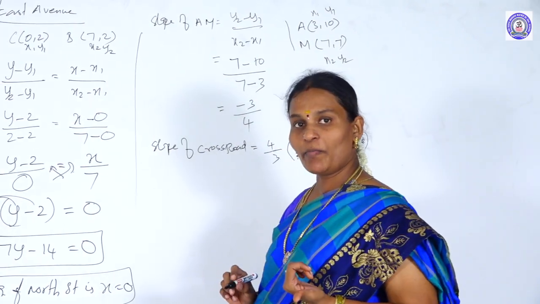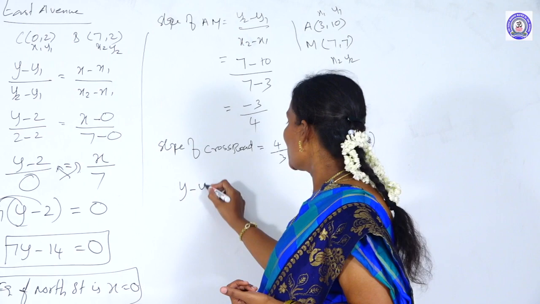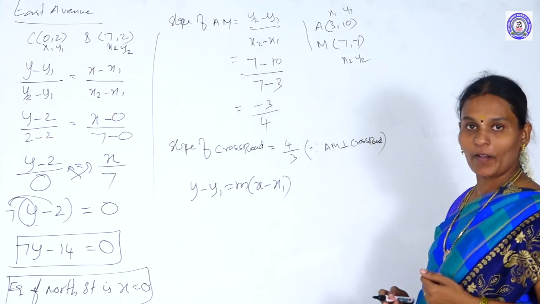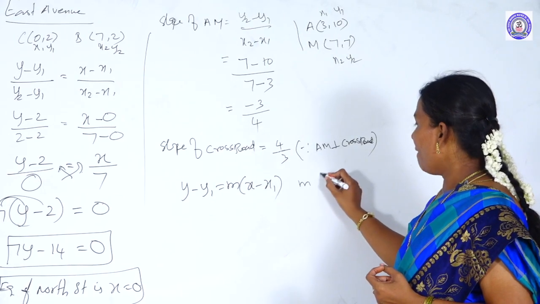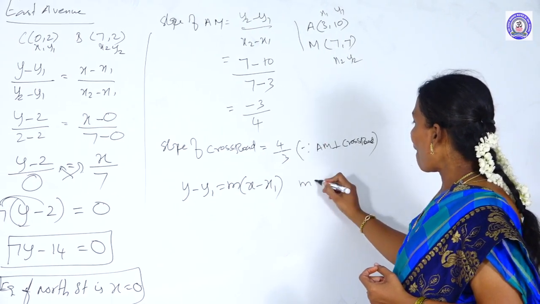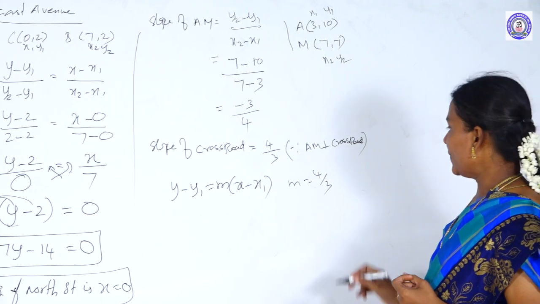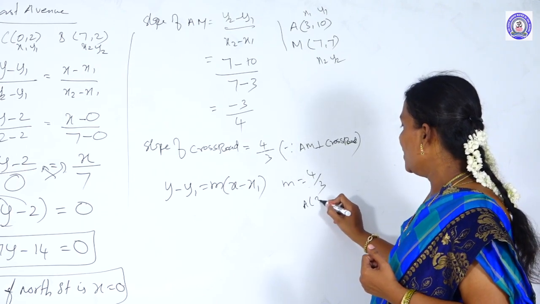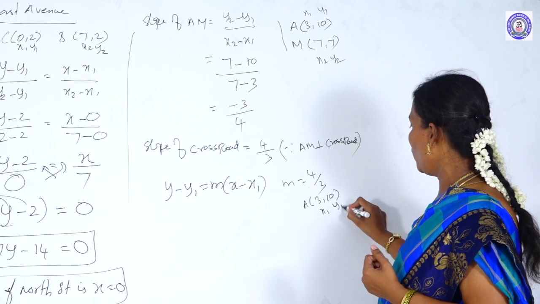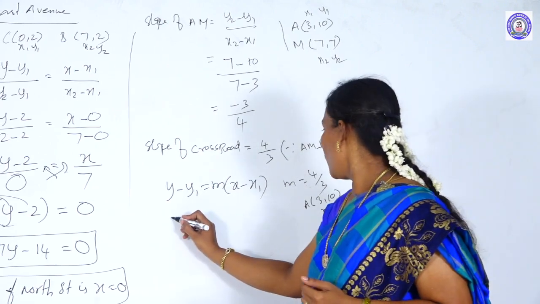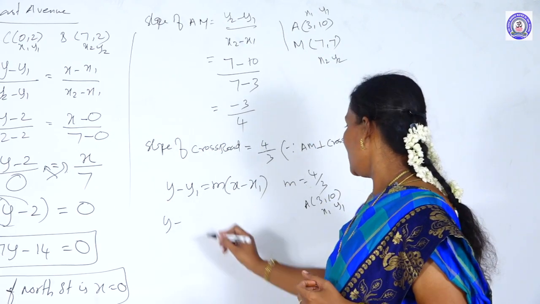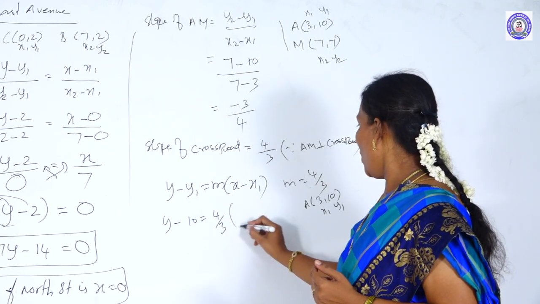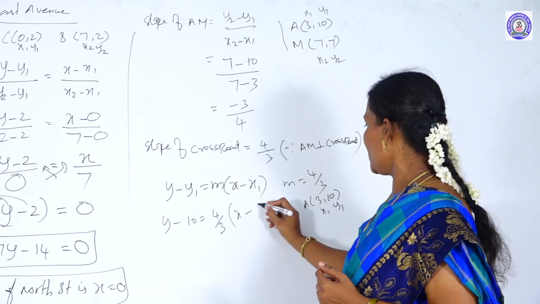So what is the slope and one point form? y minus y1 is equal to m of x minus x1. Now what is m? m is 4 by 3. Then what is the one point? See that A point is (3, 10). This is x1, y1. Now substitute here: y minus 10 is equal to 4 by 3 of x minus x1, which is 3.